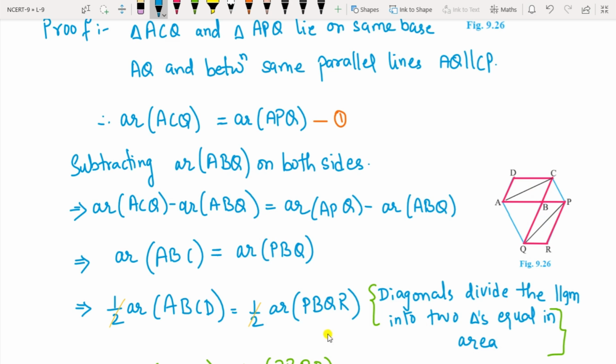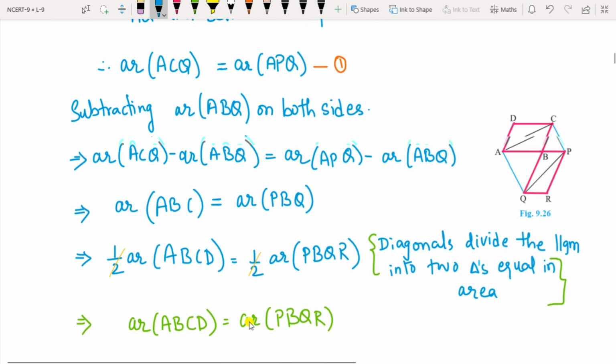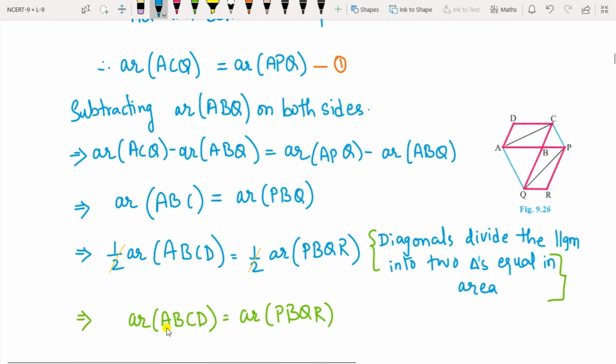Therefore, in place of ABC you can write half of parallelogram ABCD, and in place of PBQ you can write half of area of PBQR. Cancel half on both sides, and this is your required result. That is, area of ABCD is equal to area of PBQR.